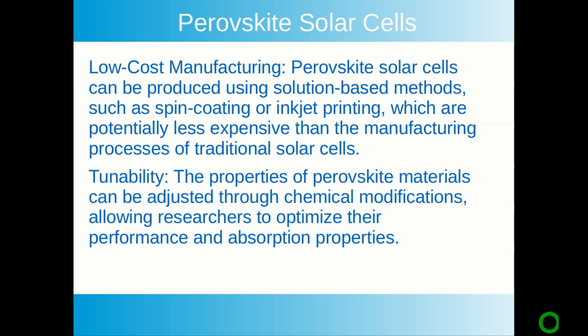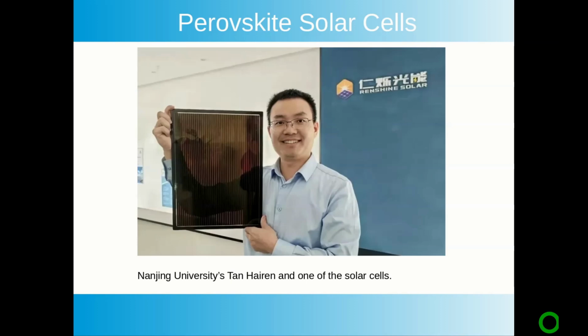Also, perovskite solar cells can be produced at a lower cost because they can be spin coated or inkjet printed, and this can potentially be less expensive than the traditional solar cells. Another advantage of perovskite solar cells is the tunability aspect, where you can adjust the chemical structure and optimize for different types of wavelength absorption. This is an image of a perovskite solar cell made by Nanjing University.